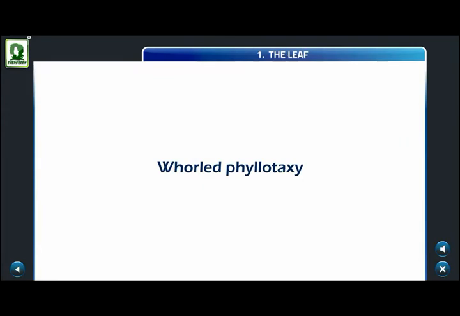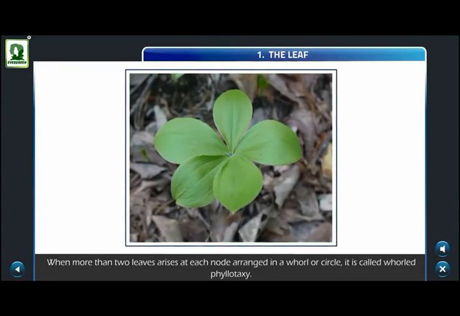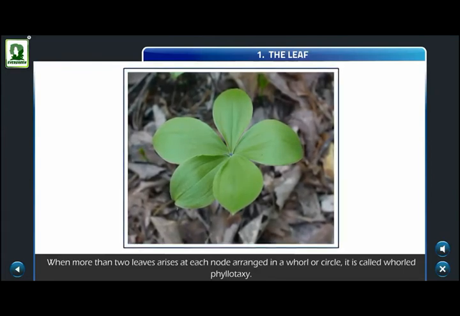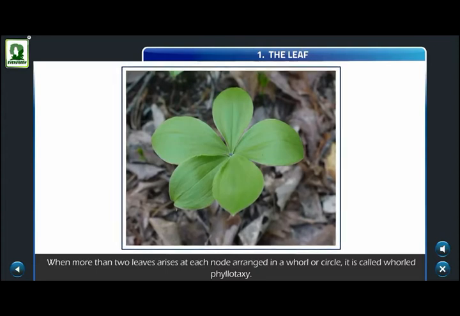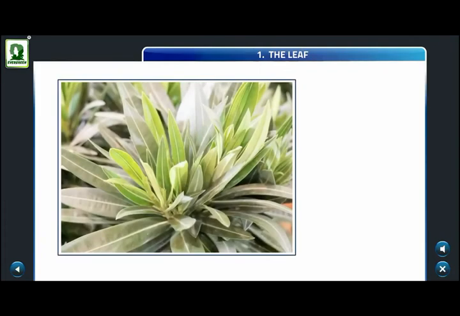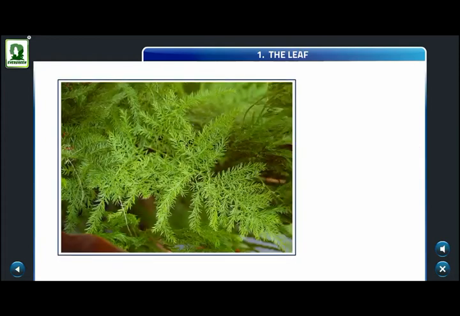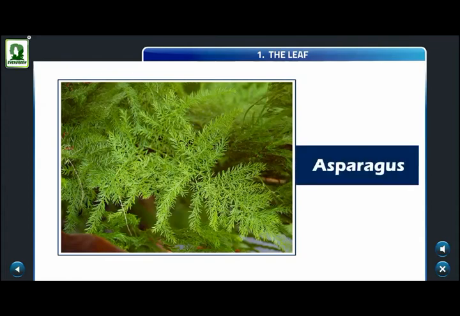Whorled phyllotaxy. When more than two leaves arise at each node arranged in a whorl or circle, it is called whorled phyllotaxy. For example, oleander, asparagus.